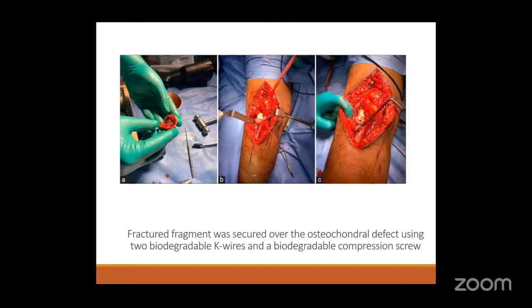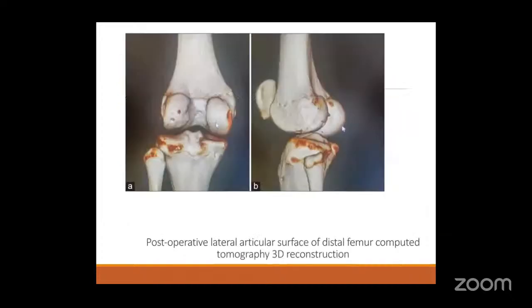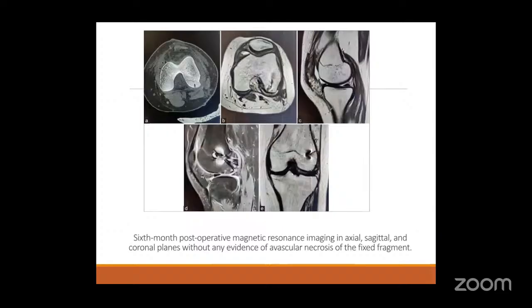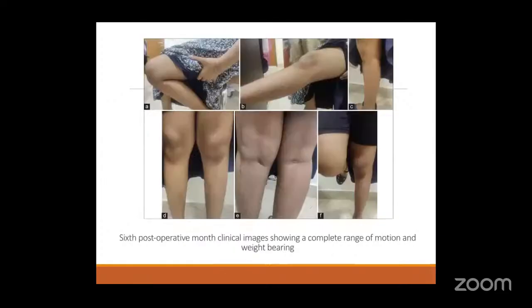That osteochondral defect we fixed with biodegradable compression screws and biopins. We went through the posterior approach and fixed it this way. I will just deal with how we can fix these kinds of fractures with biopins and biodegradable pins. I have three or four cases which we will discuss. This is a post-operative 3D distal femur articular surface, showing very nicely. It is sitting there. This is a 6 month follow-up, and it is very much integrated, and the functionality is very good.